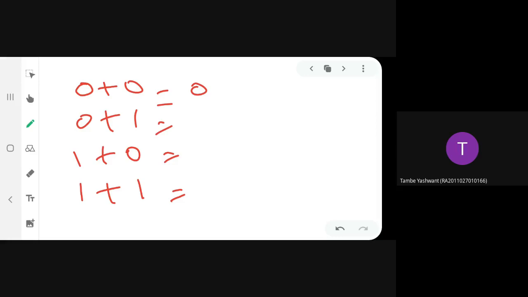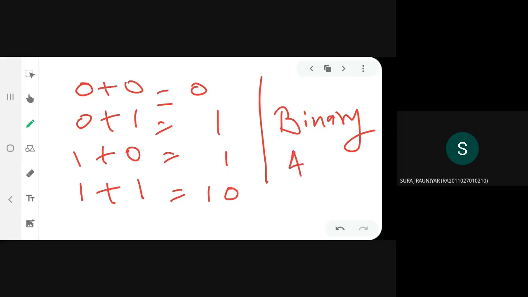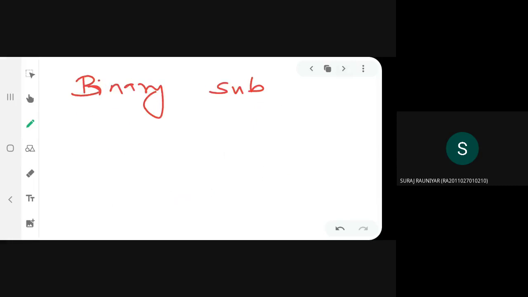So what is 0 plus 1? 1, ma'am. Then 1 plus 0? 1. So 1 plus 1? 0, carry 1. That is 10. Okay, 1 plus 1 is equal to 10. All right. So these are the four basic binary additions based upon which you will be able to do complex binary addition. All right. Next comes binary subtraction.